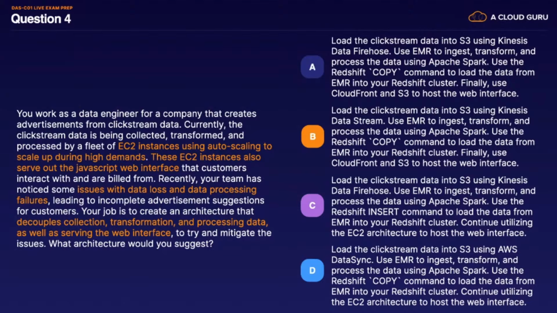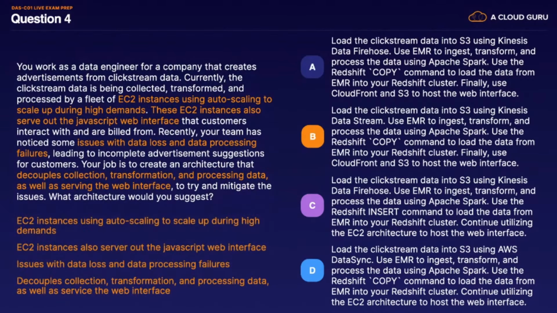EC2 instances using auto-scaling to scale up during high demand. So we know that the demand on this system is not consistent. There's some sort of demand wave that happens throughout the process of a day or a week or whatever that is. We don't really need to know that. So when we pull that out, it's still a lot of information, but it's a lot more manageable.